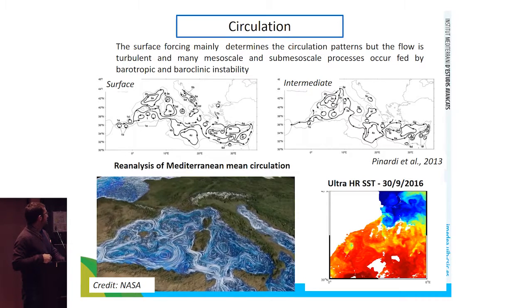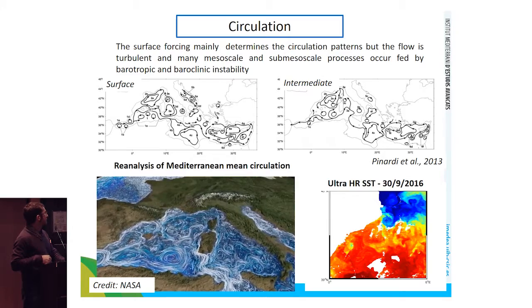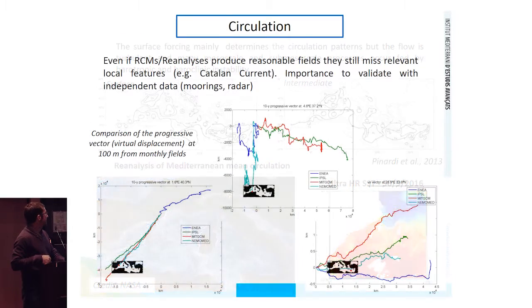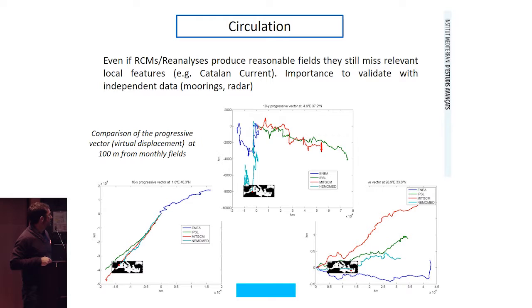And just as an example, at present we think that state-of-the-art regional models, or the Mediterranean basin models, are performing pretty well in terms of the average circulation. But what I'm showing you here is the virtual displacement of a particle at the point where the red dot is. This is simply the accumulation of the velocities over, I don't know, a couple of years, and the different colors represent different models. You can see how different the models can be.